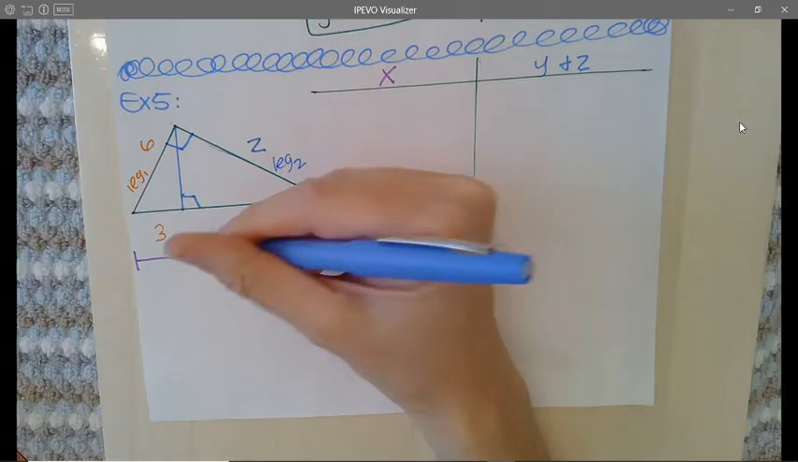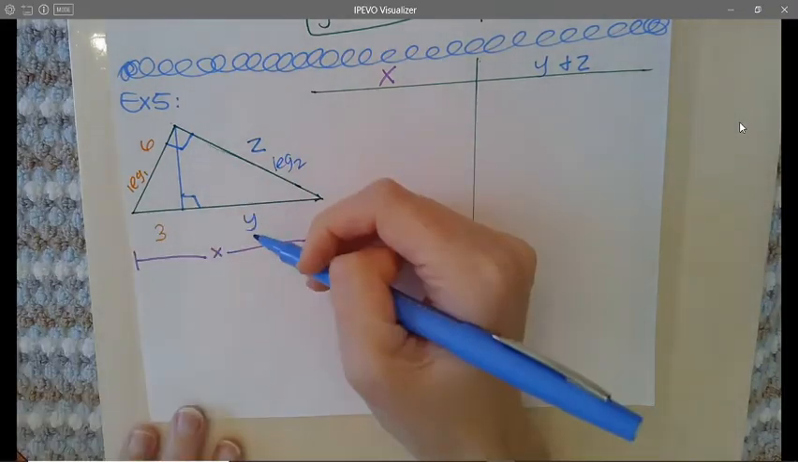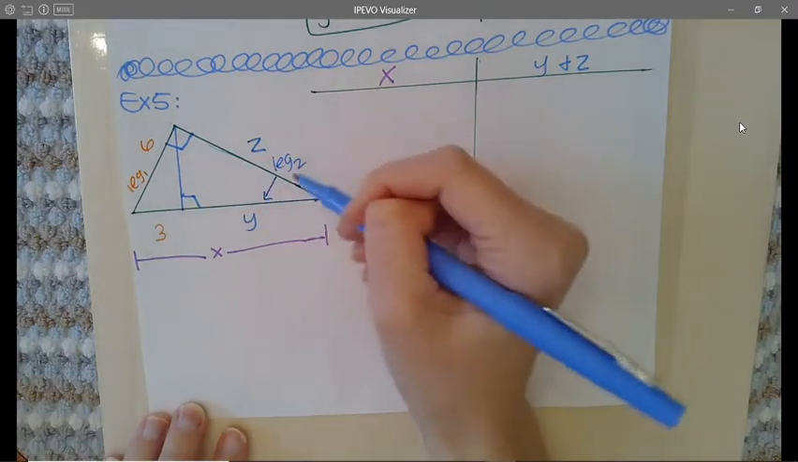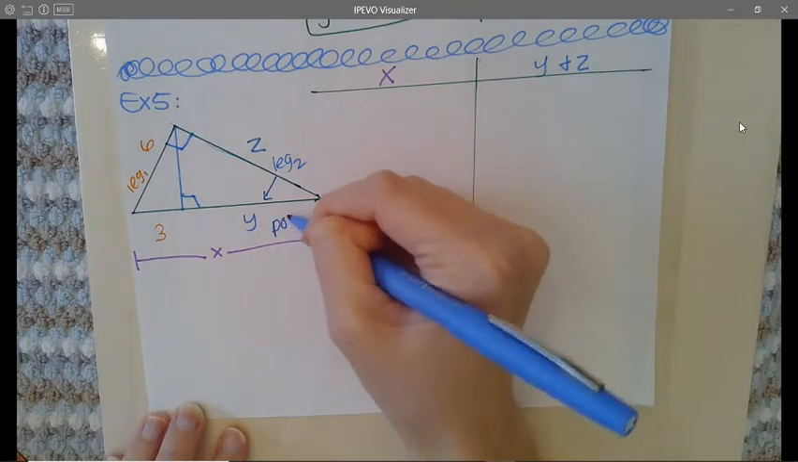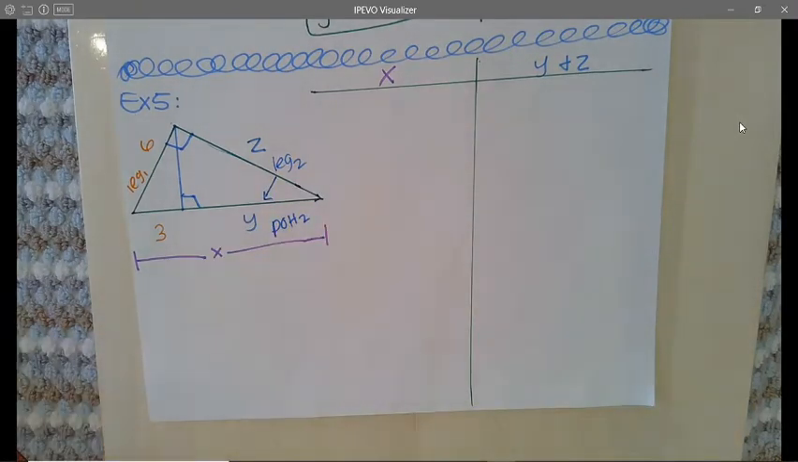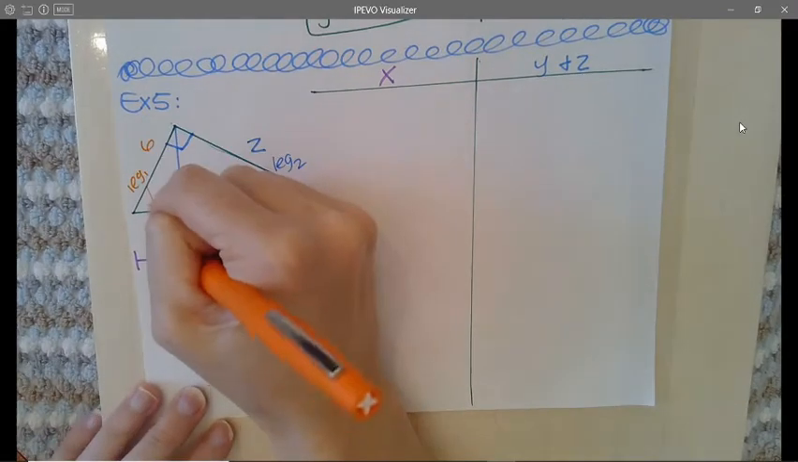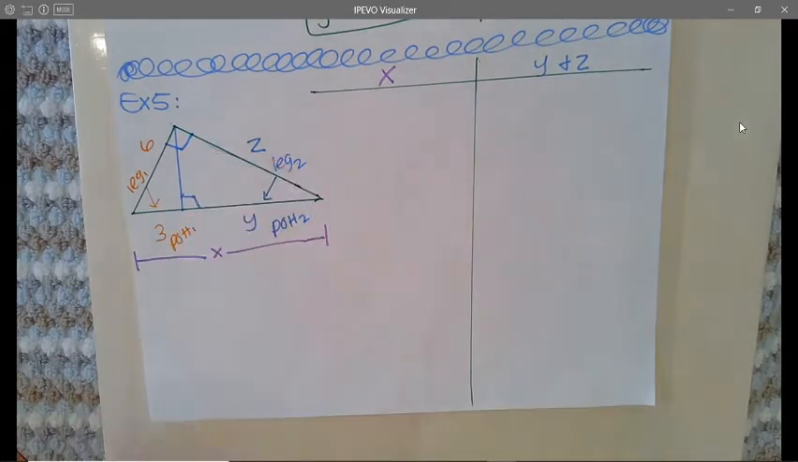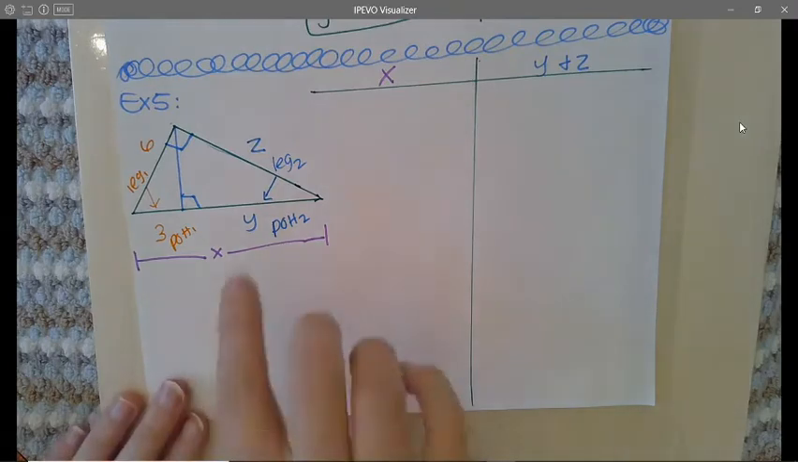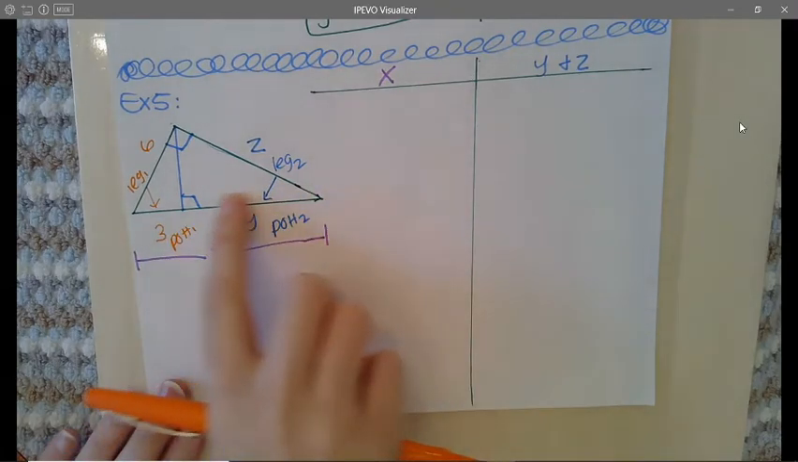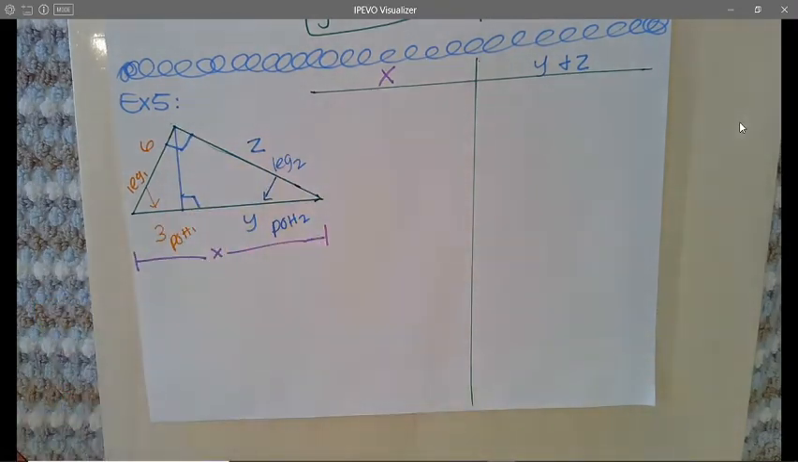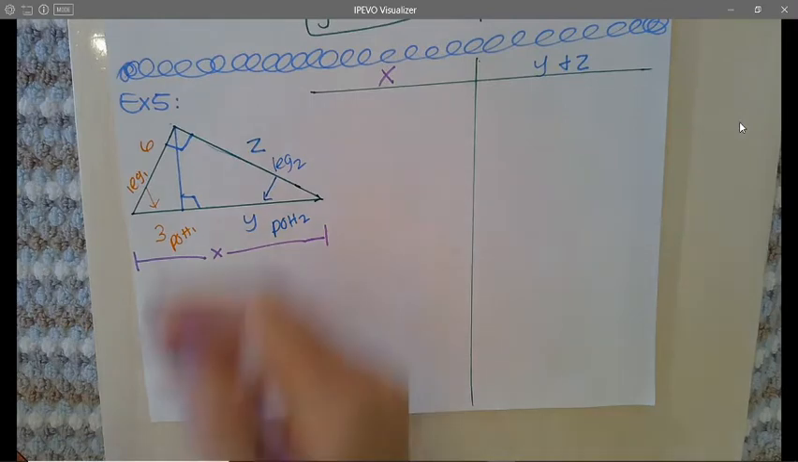Each of these are the pieces of the hypotenuse. Since Y is closest to leg 2, I'm going to call it the piece of the hypotenuse 2, POH2. And since the 3 is closest to leg 1, I'm going to call it POH1. And the X is the entire side of my right triangle that is across from my 90-degree angle, so it's the hypotenuse.